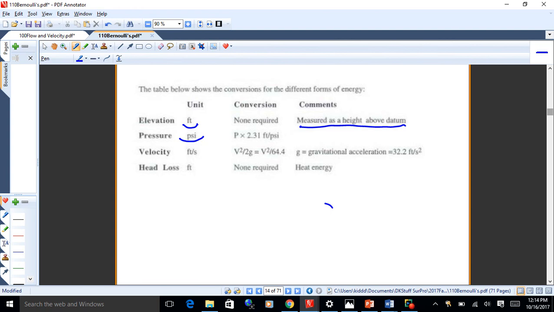Now, pressure is in PSI, of course, but we've already shown that if you take pressure times 2.31, you can convert it into feet. We'd like to get all these different forms of energy into the same unit so we can add them up and see how much total energy we've got. So the unit that's chosen is feet. Okay, so PSI you can convert to feet pretty easily. Just multiply it by 2.31.